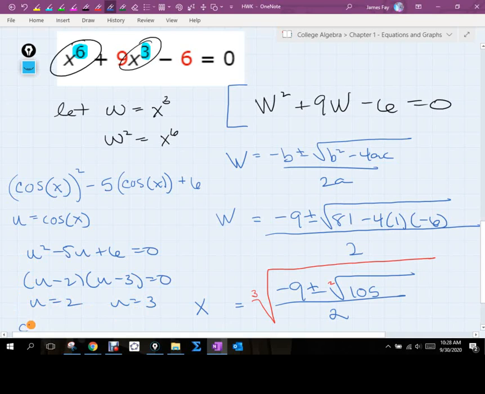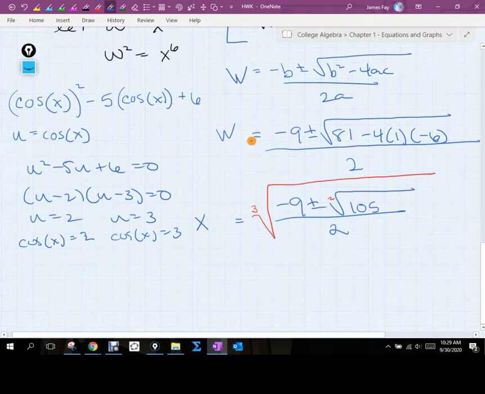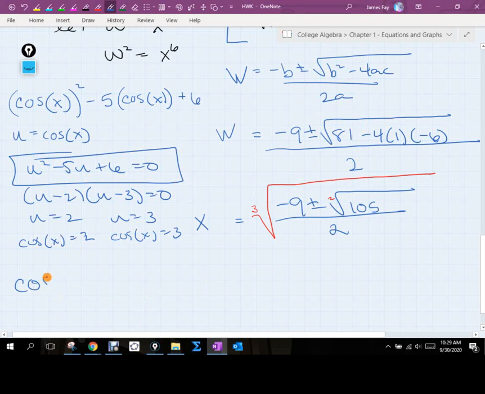And now I can go back and say, oh, cosine of x is 2 and cosine of x is equal to 3. And what happens there is that there are actually no solutions, because of those values, which we'll learn in trig. But if I wanted to factor that with the quadratic formula, instead of x equaling the quadratic formula, it would be cosine of x equals the quadratic formula. Does that make sense, everybody?